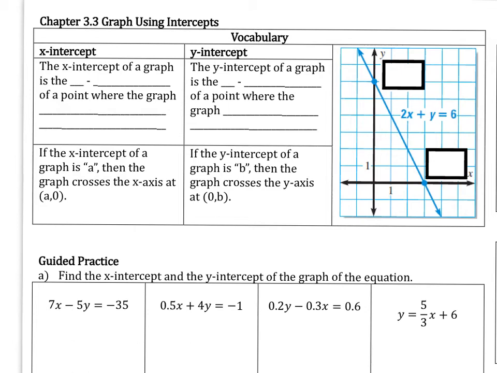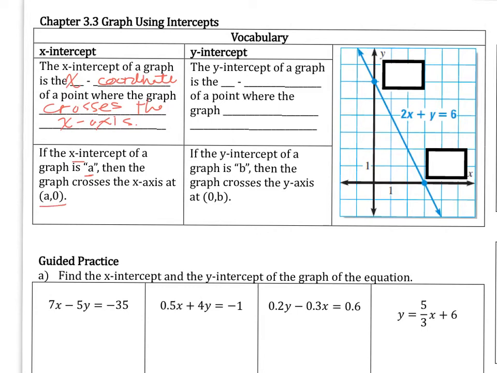3.3 Graph using intercepts. X-intercept. The x-intercept of a graph is the x-coordinate of a point where the graph crosses the x-axis. So if the x-intercept of the graph is a, then the graph crosses the x-axis at the coordinate a, 0.